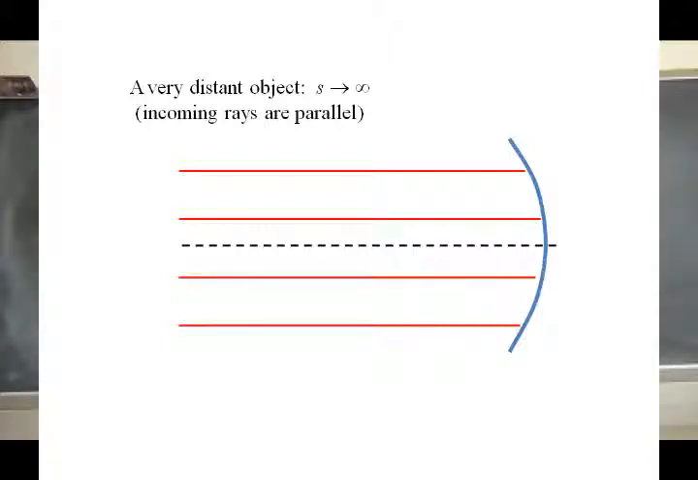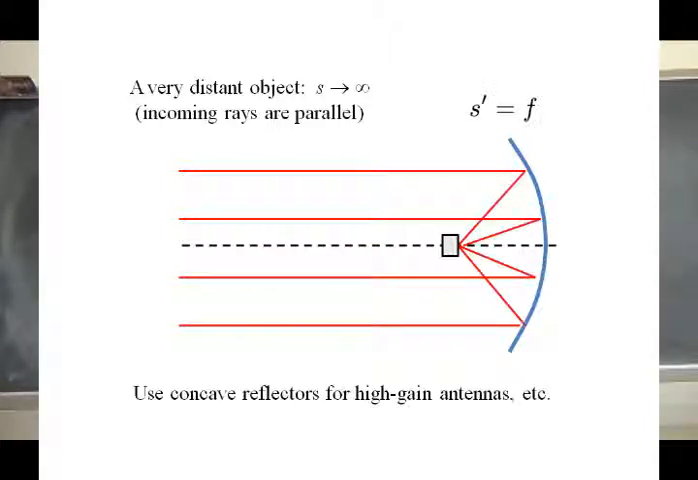Well, what happens is that the image distance becomes the focal length. So all of the rays converge on the focal point, on the focal length from the mirror. That's why it's called the focus. And if you put something there, then you would be able to collect all that light at a particular point. So this is why we use concave reflectors for reflecting telescopes and for high-gain radio antennas, radar antennas, and so on, because of this property of taking very distant rays and focusing them all at one point.